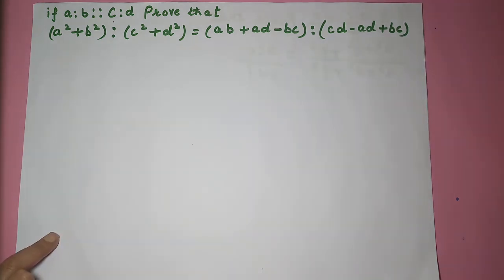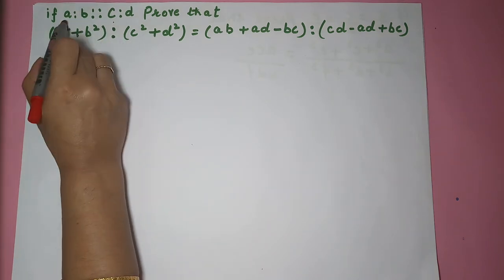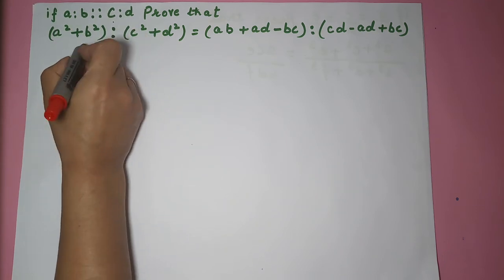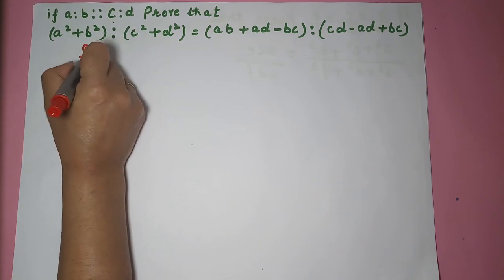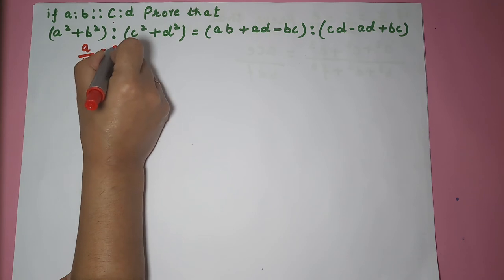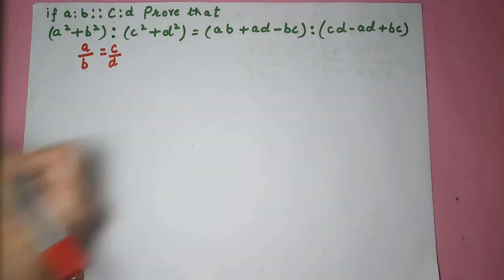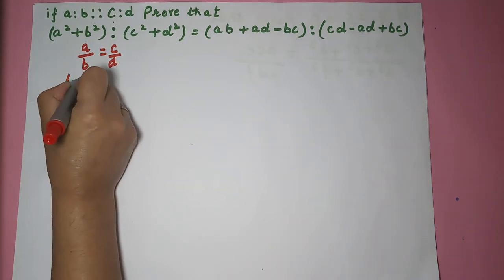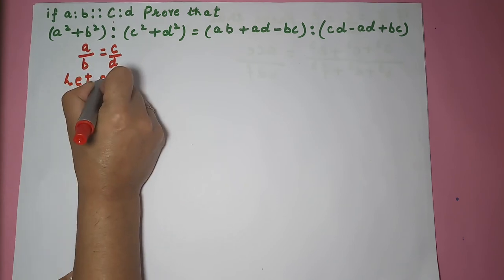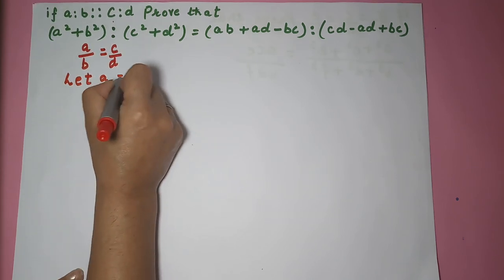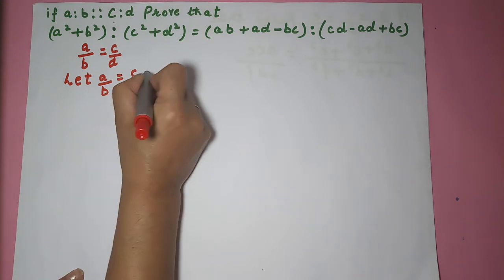We usually solve these types of sums by K method. All you need to do is master this K method so that you are clear what value to substitute. So let's make use of what is given to us. It's given that A by B is equal to C by D, right? So what we do is we'll say let A by B is equal to C by D is equal to K.